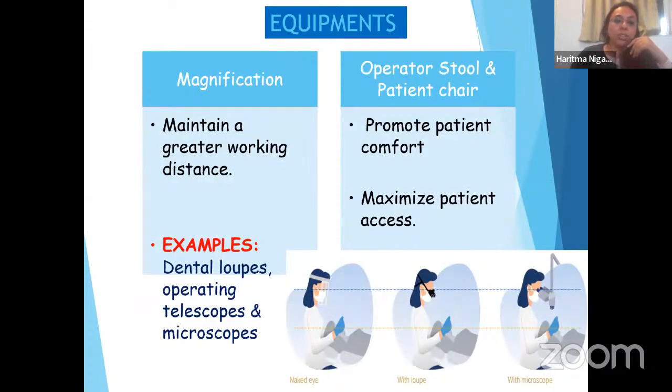And the magnification should maintain a good working distance. In this pictorial representation, we can see how the clinician works. First one is the naked eye. Second, the clinician is using a loupe. And third, the clinician is using a microscope. No doubt the level is the same, but in the second and third, the neck flexion will be lesser, so that you can work for a longer period of time. Second, your operating stool and your patient chair should be comfortable and have good accessibility.